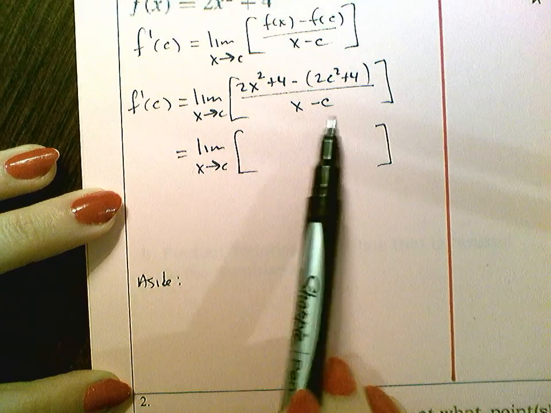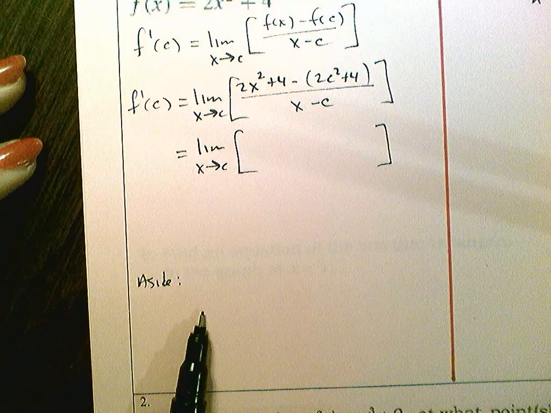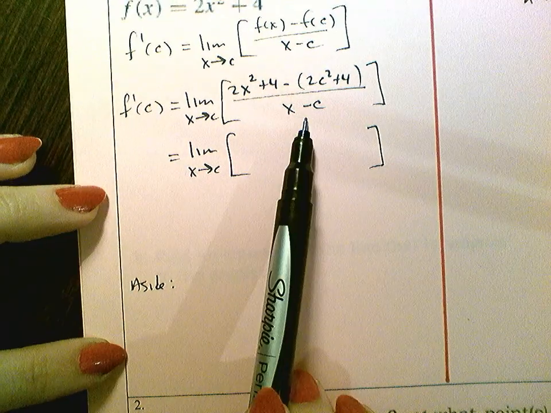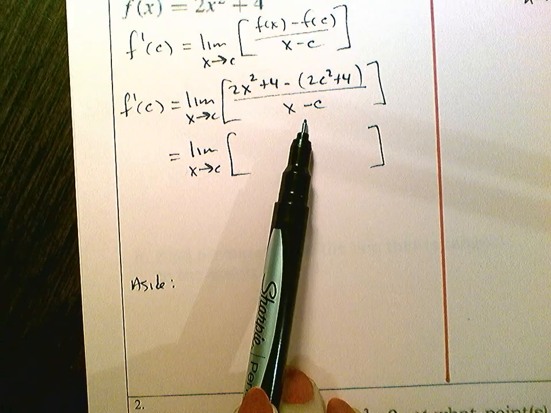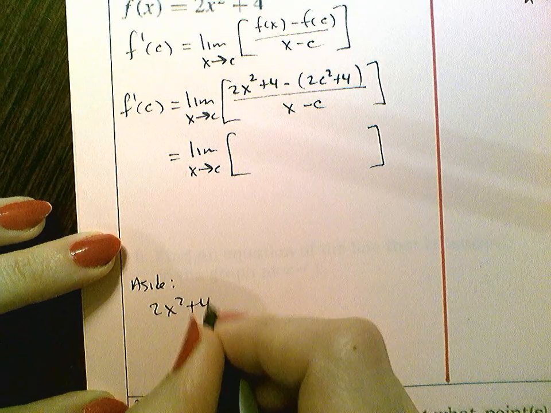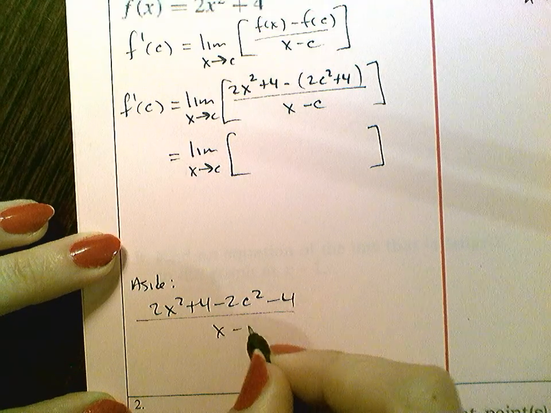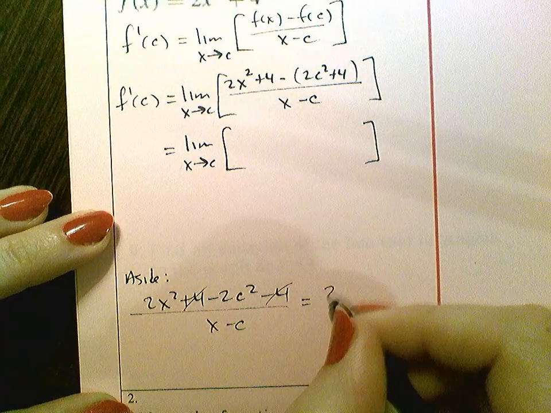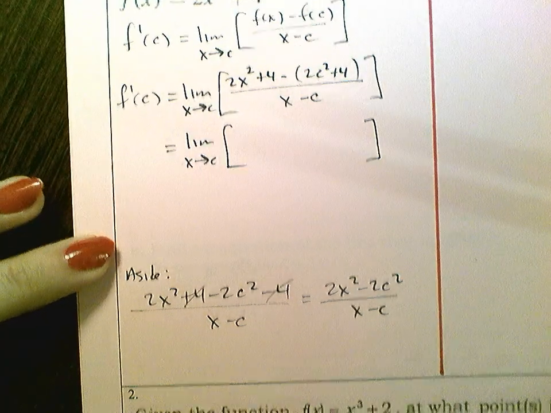and then down here go like aside or something. Take the input and simplify it until you can get the factor of the denominator that is not allowing you to direct substitute. So this x minus c is not allowing us to direct substitute because it gives us 0 in the denominator. So you've got to simplify till it cancels. So you get 2x squared plus 4 minus 2c squared minus 4 over x minus c. Those 4's cancel. And this is equal to 2x squared minus 2c squared over x minus c.